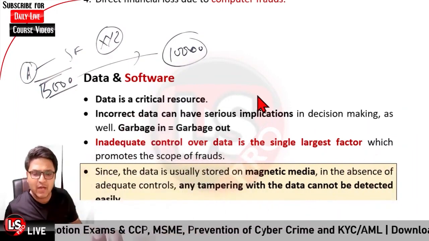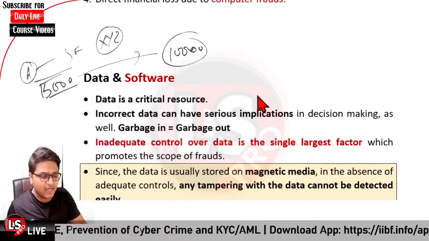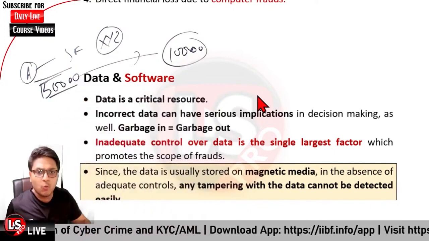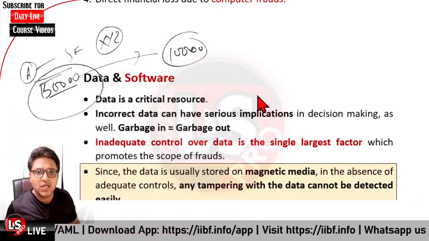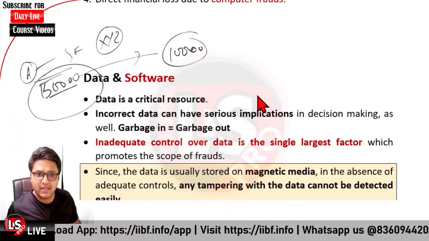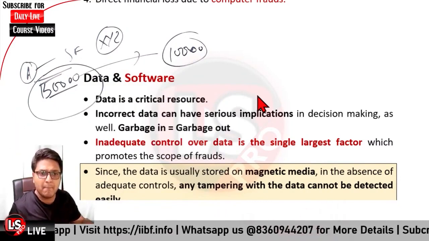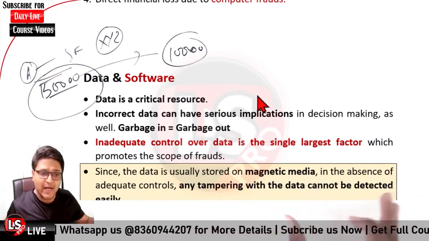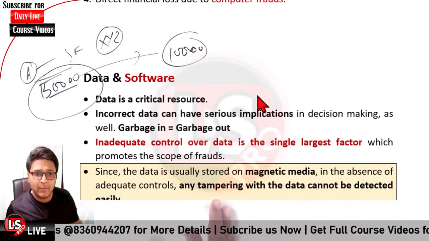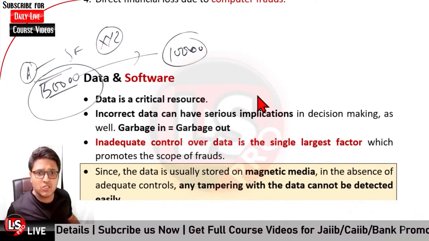I just want to say, if there is some change in the data itself, say the data of 15,000 was changed to 1,50,000, ultimately that would be a very large risk or loss to the bank. Further, since the data is usually stored on magnetic media, if there are no adequate controls and there is some tampering or alteration of the data that cannot be detected easily, it is a major loss to the bank.